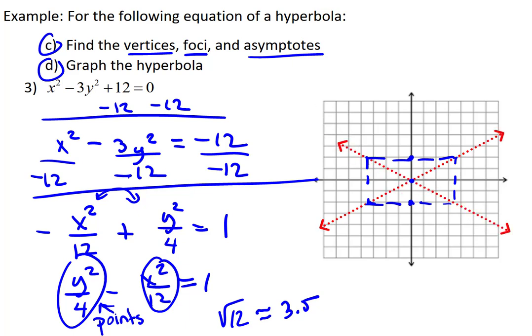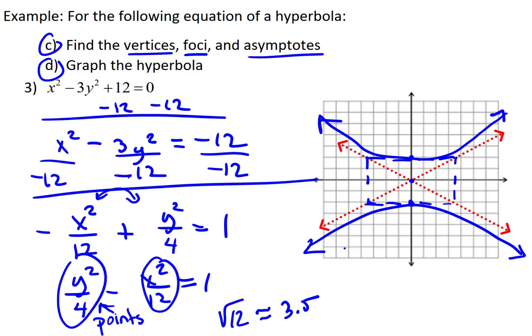Once we get those in there, we're pretty much set to go because we have the vertices already plotted, which means we know exactly where to draw the branches. These branches will be opening either upward or downward to connect and use those vertices that we've already drawn. And so there's the graph of our hyperbola.